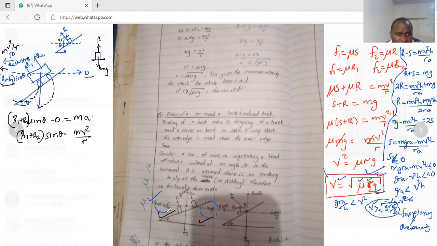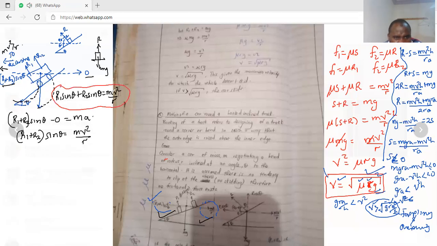Sometimes you'll find some books having split them into R1 sine of theta plus R2 sine of theta is equal to mv squared over R. They are all talking about the same thing. But you as physics students, as 5-star students, taught by 5-star teachers, do you understand the mechanics behind here?